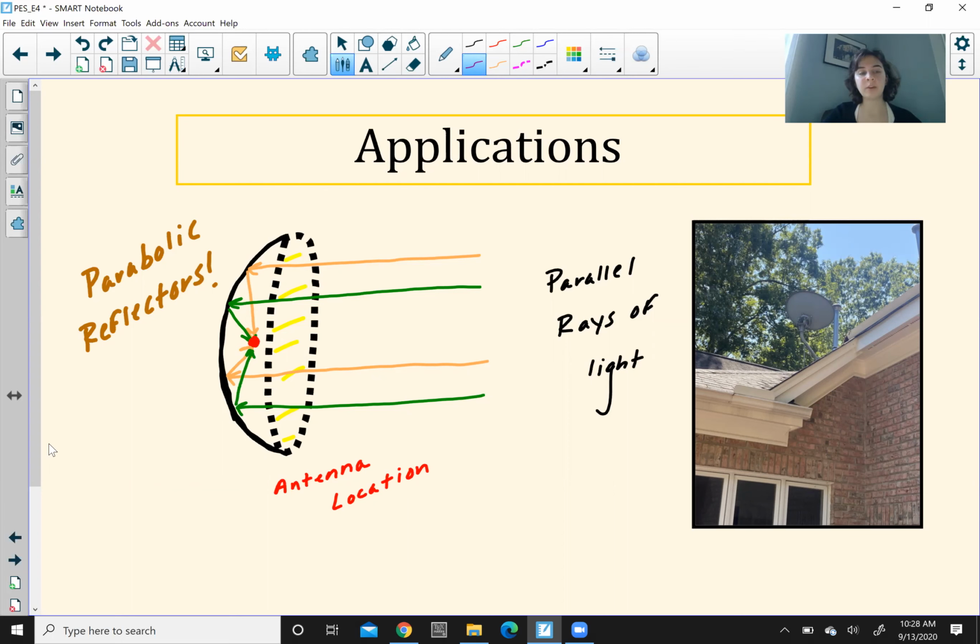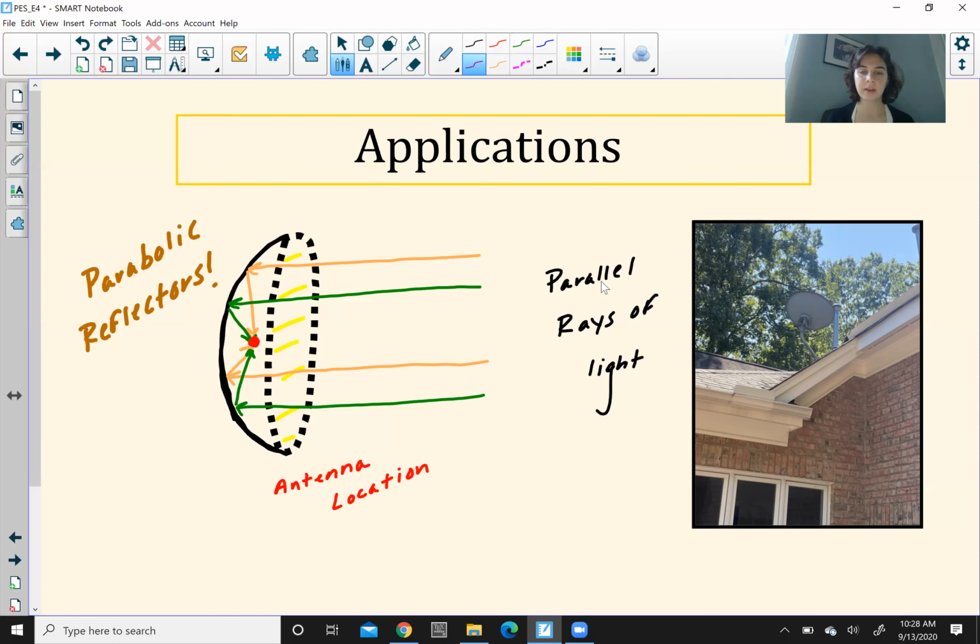And we use parabolic reflectors. We use them for spotlights. We use them for headlights in your car, and also TV dishes. If you have cable, I took a picture of my TV dish. It's kind of hard to see, but that's what they look like. And so let's talk about how these work.